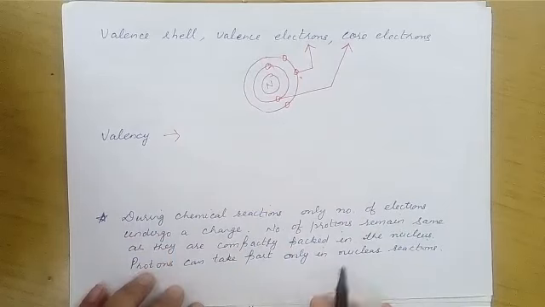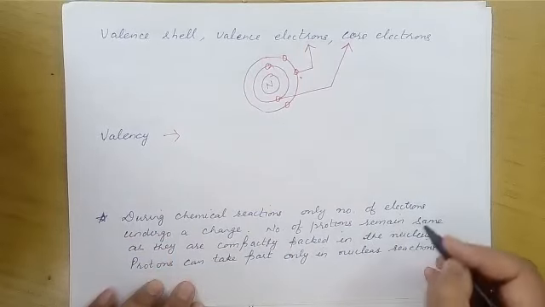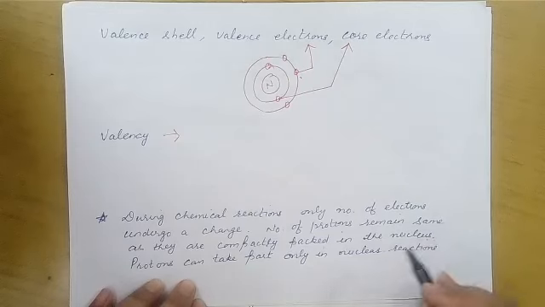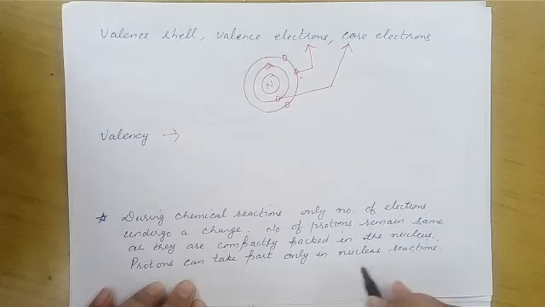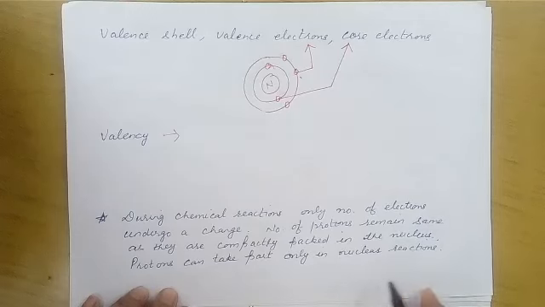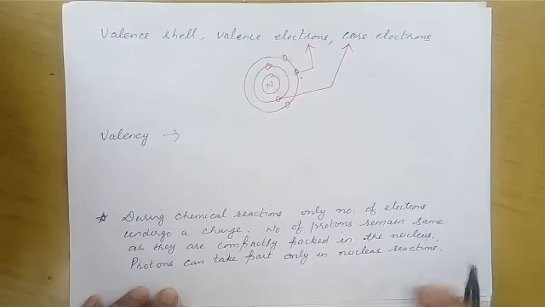Students, remember, during a chemical reaction only the number of electrons undergoes a change. The number of protons remains the same as they are compactly packed in the nucleus. Protons can take part only in nuclear reactions.